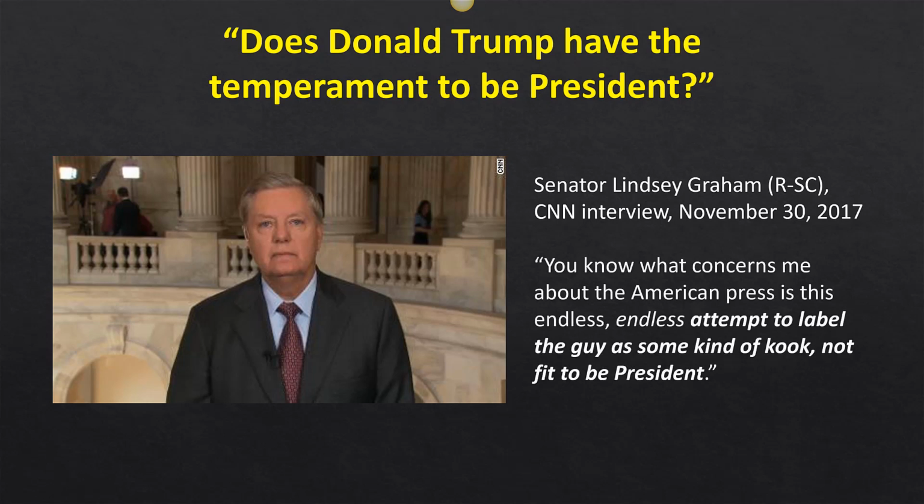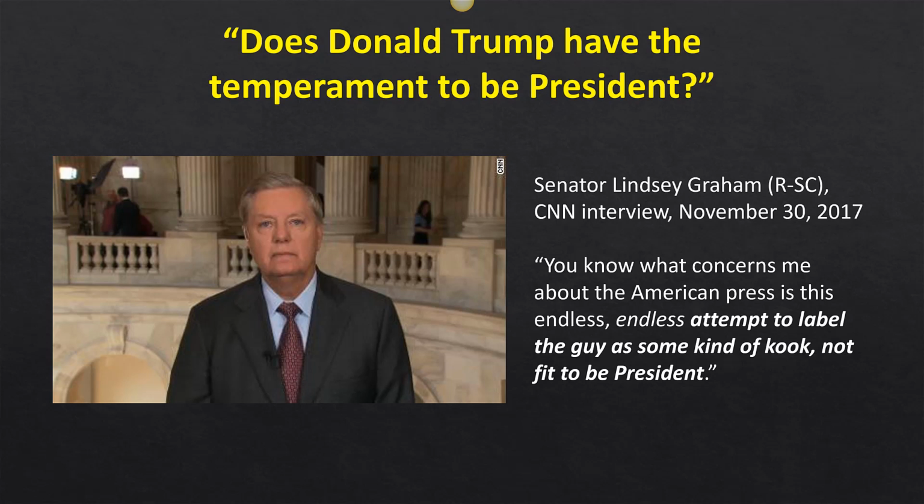"You know what concerns me about the American press is this endless attempt to label the guy as some kind of kook, not fit to be president." Supporting and even defending a political ally that you were once opposed to is something that happens in politics all the time, and that's not something that we should be surprised by.